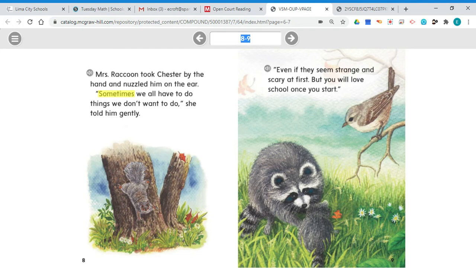Now, good readers make connections between the story and their own experiences. So look at the words and the pictures on this page. The way that Mrs. Raccoon talks to Chester Raccoon reminds me of the way that my mother would talk to me when I felt afraid. Mrs. Raccoon comforts Chester, and sometimes my mom would comfort me by holding my hand or giving me a hug. And I think that the way that Mrs. Raccoon is talking to Chester and the things that she's going to do is going to help him to feel better very soon.